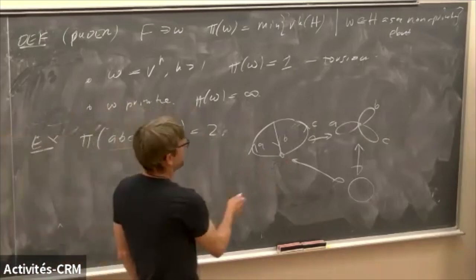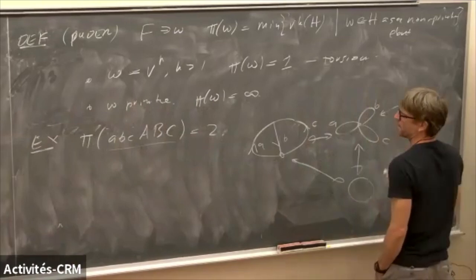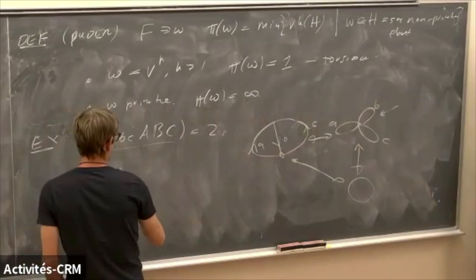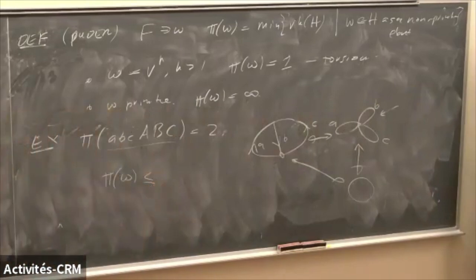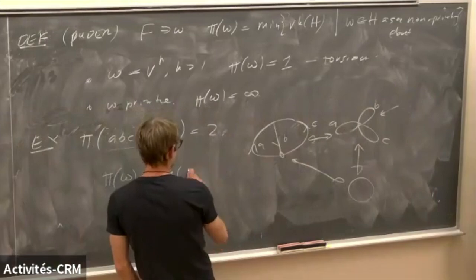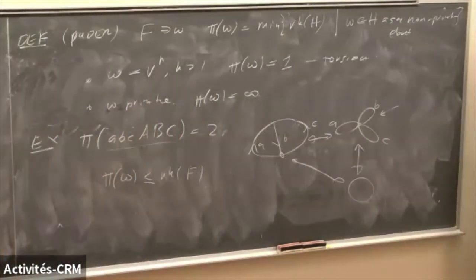So the thing to take note of here is that the primitivity rank is either infinite, in which case you're primitive, or it's less than or equal to the rank of the ambient group. But it can definitely be smaller.